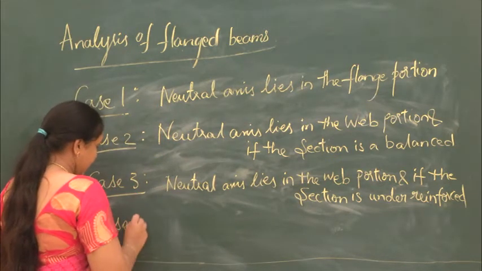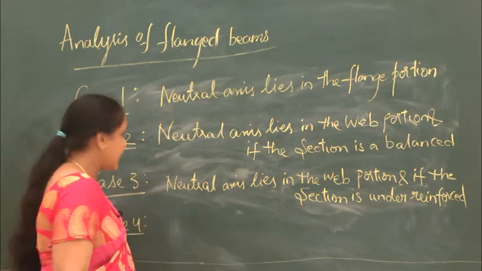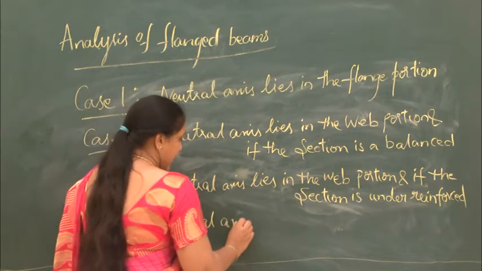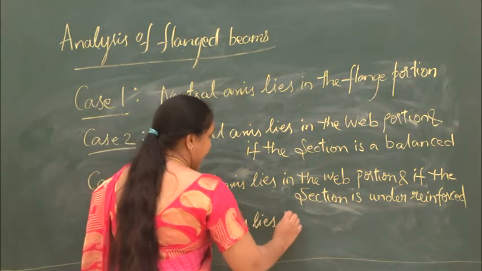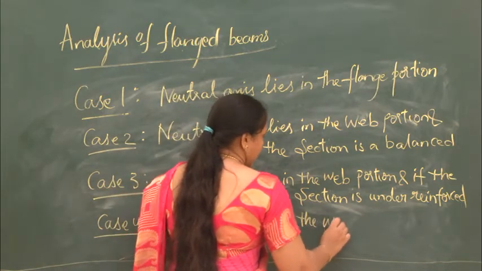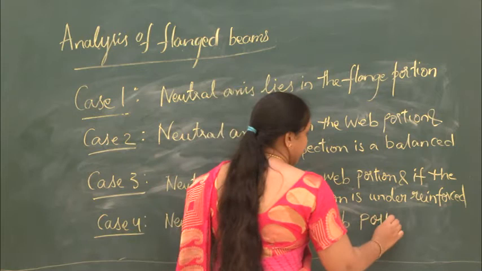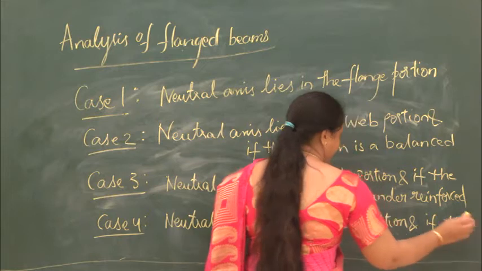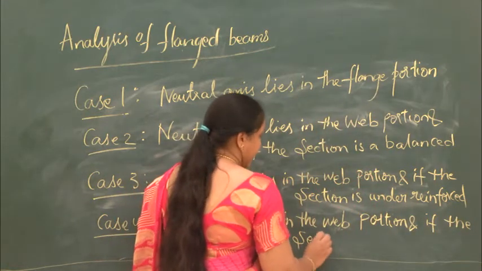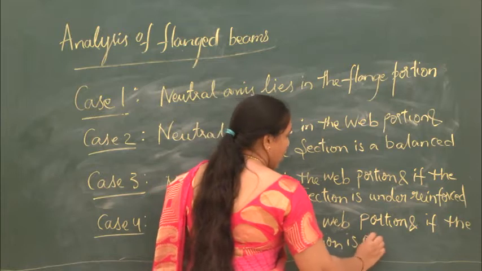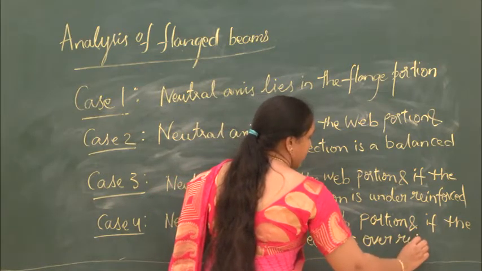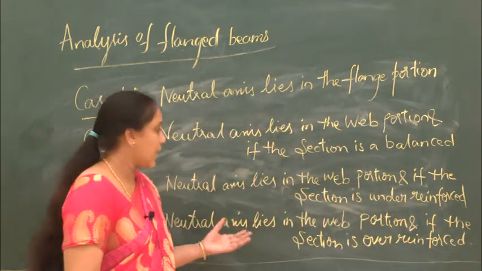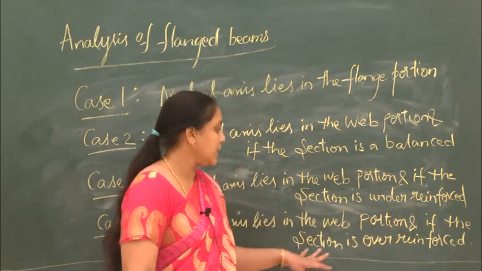Now let's go on to case 4. So what will be the case for analysis? That is, if the neutral axis lies in the web portion and if the section is over reinforced. So what is the case for? If the neutral axis is lying in the web portion and if the section is over reinforced.